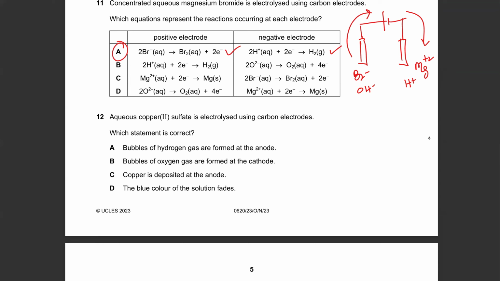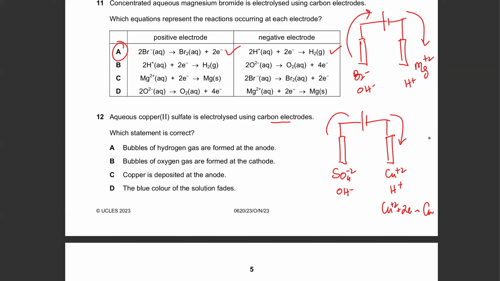Aqueous copper sulfate is electrolyzed using carbon electrodes, which are inert electrodes. So again, same thing. What's going to happen? You've got copper ions, sulfate ions, H plus, and OH minus, right? Who's going to gain electrons? Copper. Copper is lower down, so copper is the one that's going to gain electrons.